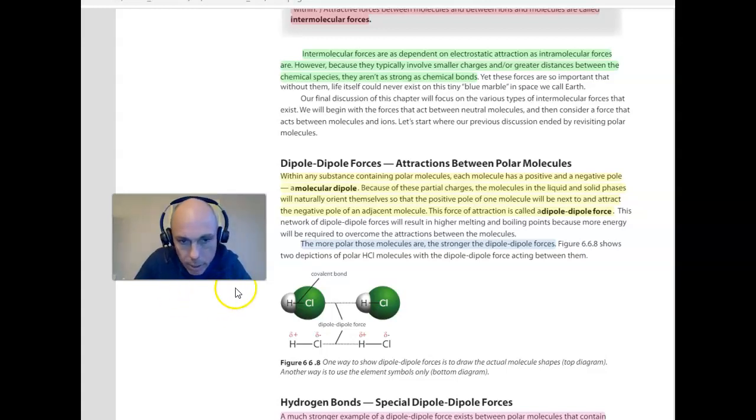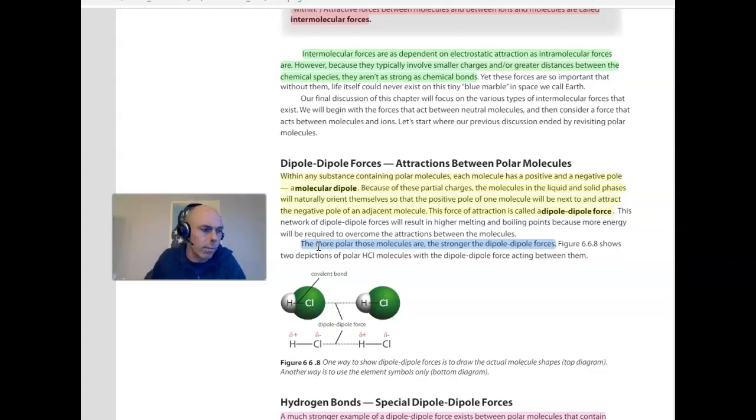And in this case, we can see two HCl molecules doing that. The negative chloride side of one HCl will orient itself close to the positive hydrogen side of another molecule, creating an attractive force between the negative part of the first molecule and the positive part of the second molecule. It's called a dipole-dipole force. Again, it exists between two polar molecules or between the negative side of one polar molecule and the positive side of another. In blue, it tells us that the more polar those molecules are, or the more charged they are, and we know this because of Coulomb's law, the stronger the dipole-dipole forces will be.